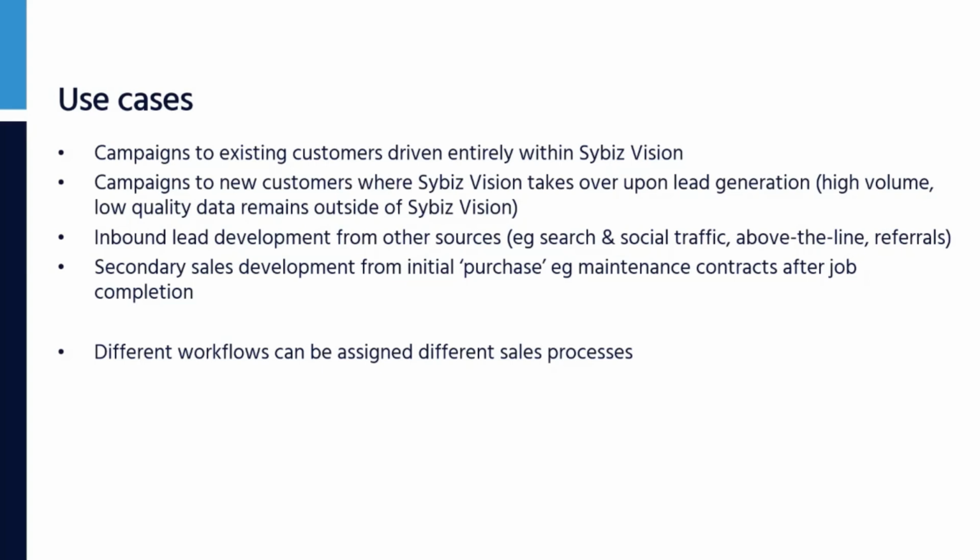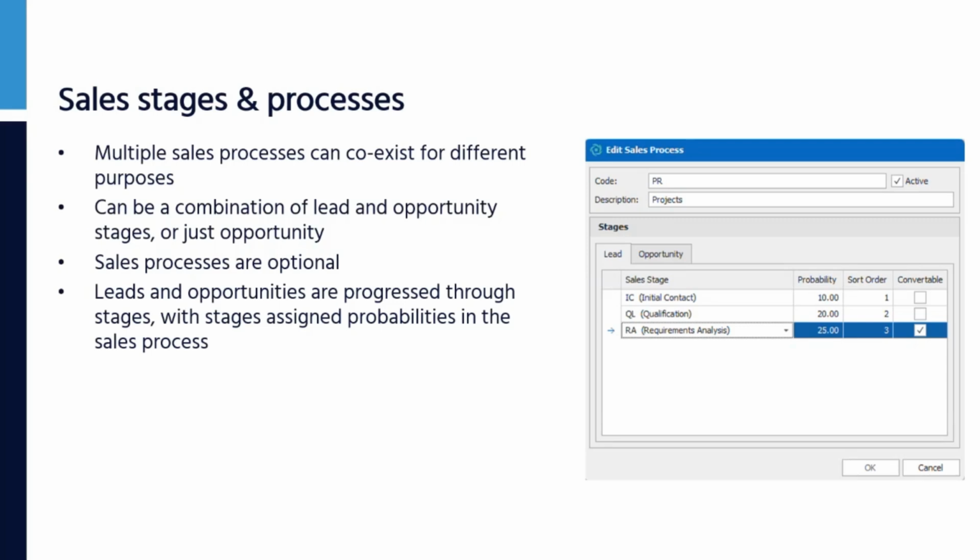So again, just a word of warning there, just focus on what your business needs, not what systems can do. Just a little bit more on the sales stages and processes. You can have multiple different sales processes within the system, depending on the different kinds of sales that you do. Again, entirely optional as to whether you use sales processes or not.